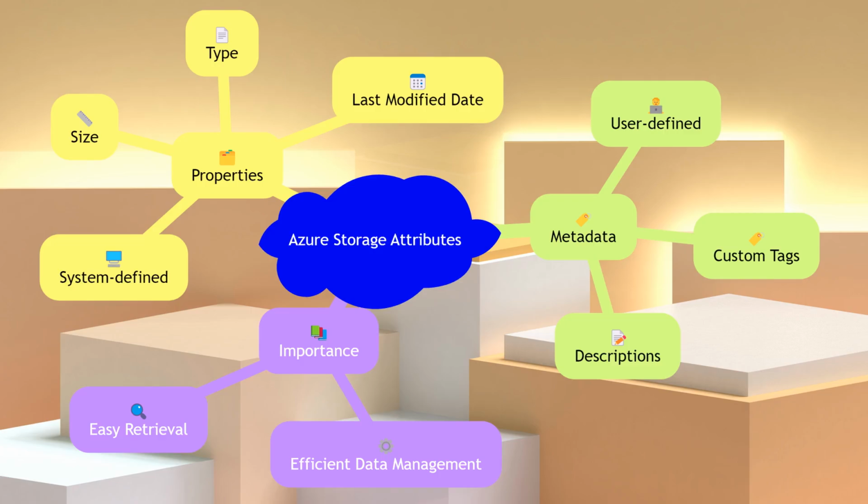Properties and metadata are key value pairs associated with Azure Storage objects. Properties are system-defined and provide information about the object, such as its size, type, and last modified date. Metadata, on the other hand, is user-defined and allows you to store additional information about the object, such as custom tags or descriptions. Understanding how to set and retrieve these attributes is vital for efficient data management and retrieval in Azure Storage.